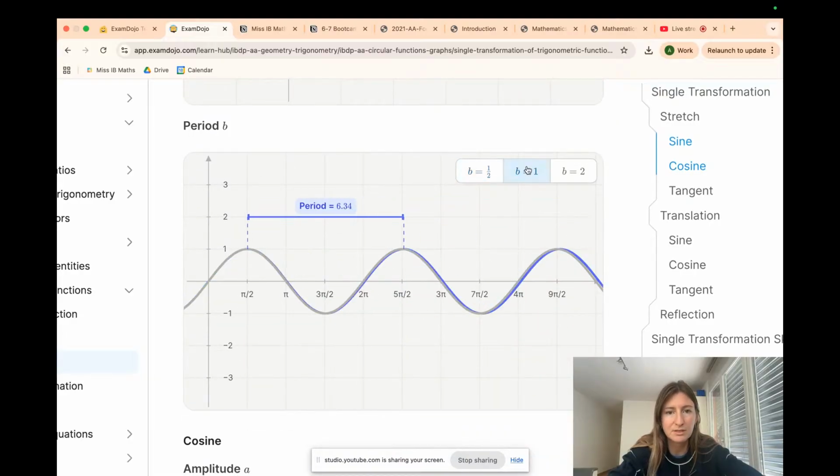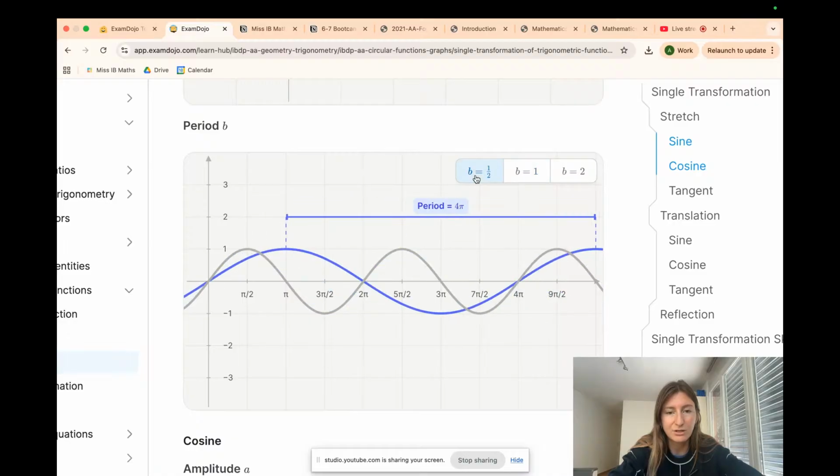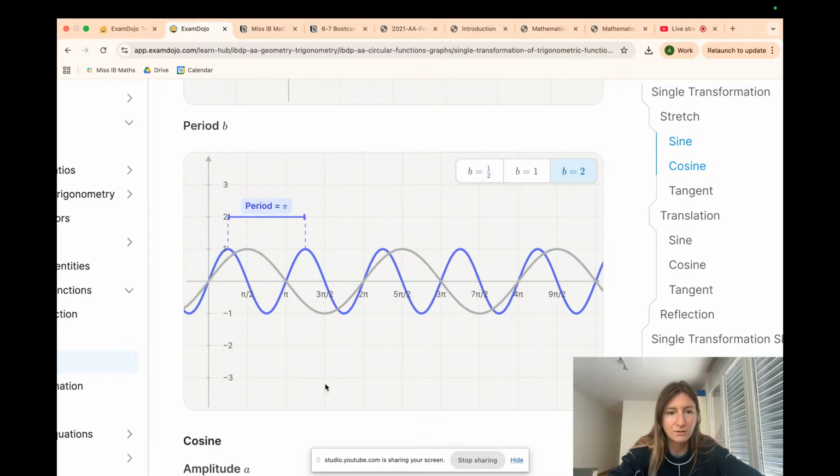For example, this is the normal period of the graph. So it's going for 360 degrees. But what if I halve the period? What do you think it's going to look like? And it's actually going to get stretched out. Whereas if I make B equal to 2, there's going to be many more cycles within one of those waves.